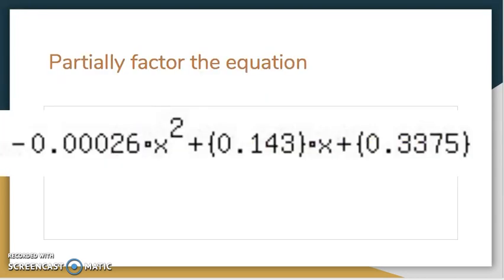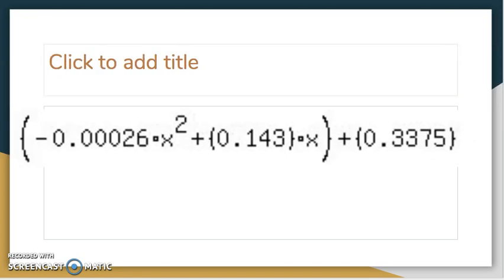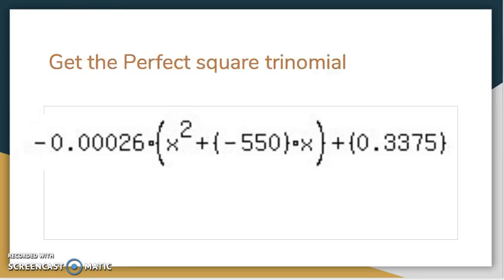So first step, we need to partially factor the equation. So when we partially factor this equation, it will look something like this. So you just add brackets. You're not going to multiply a lot because if you multiply with a negative number and it has a lot of zeros, it's going to be really complicated. So this is a much easier way to do it. Now the second step is get the perfect square trinomial.